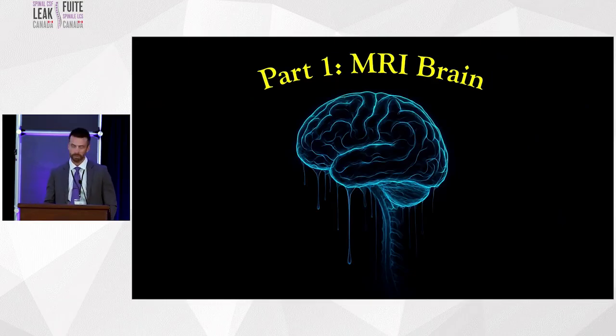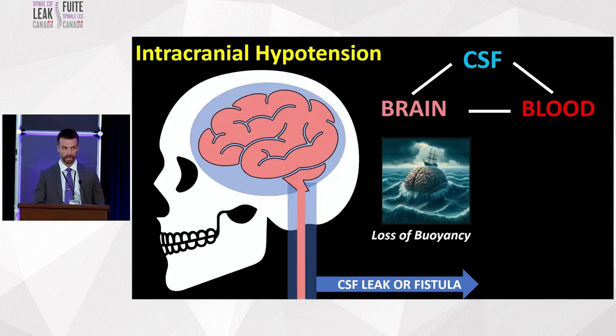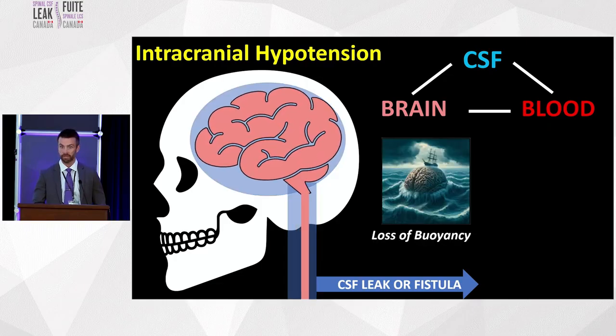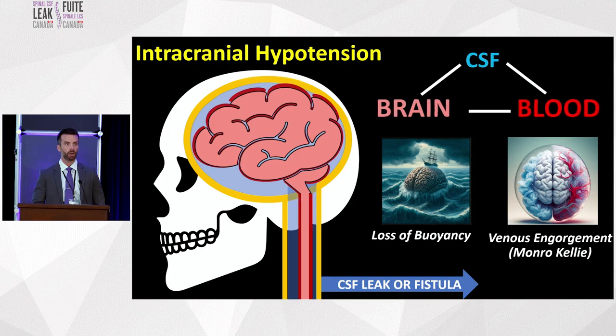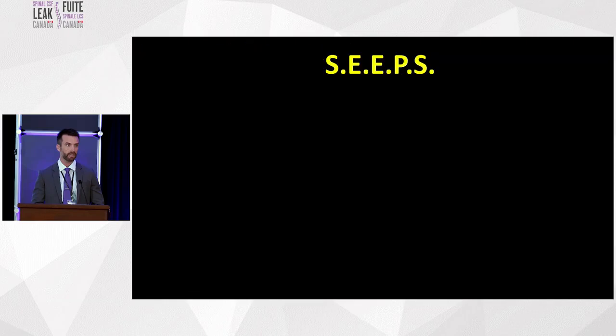So let's start with an MRI of the brain. This has been alluded to already, but there are two co-occurring pathophysiologic mechanisms in the context of a CSF leak. When we have loss of CSF from the craniospinal compartment, we have brain sag, this so-called loss of buoyancy phenomenon. And then the deliquoration of CSF leads to engorgement of blood-filled structures, namely the veins themselves, related to the Monro-Kellie doctrine, which was very nicely discussed in our preceding talks.